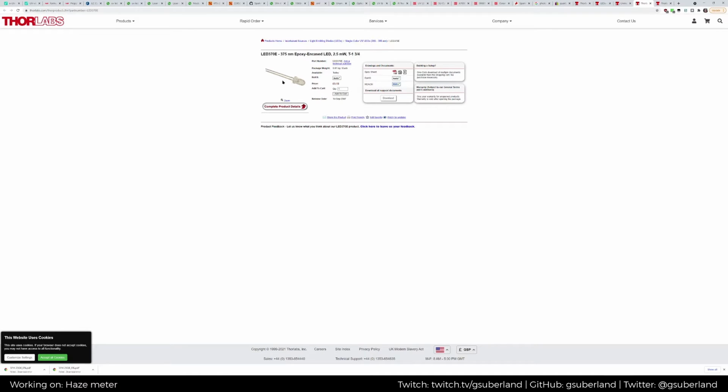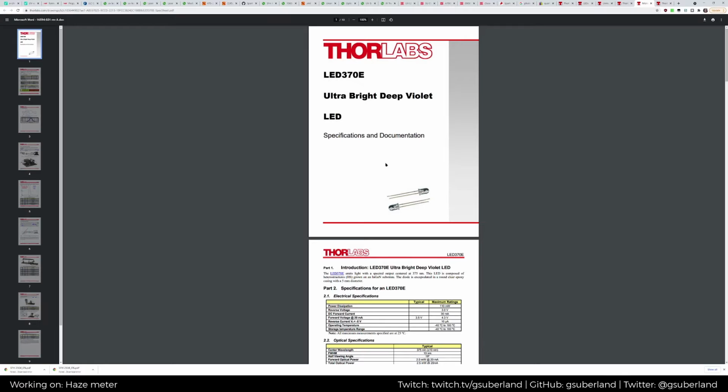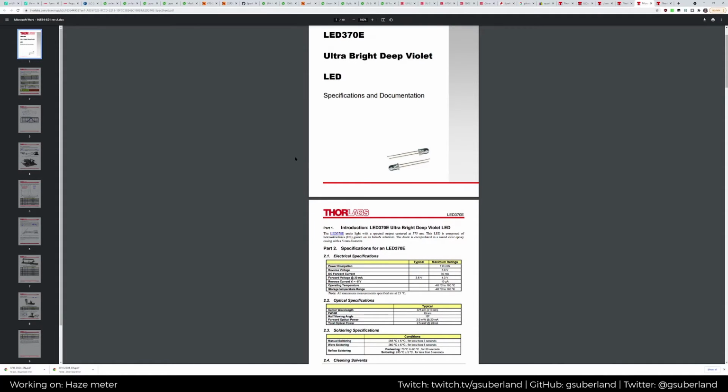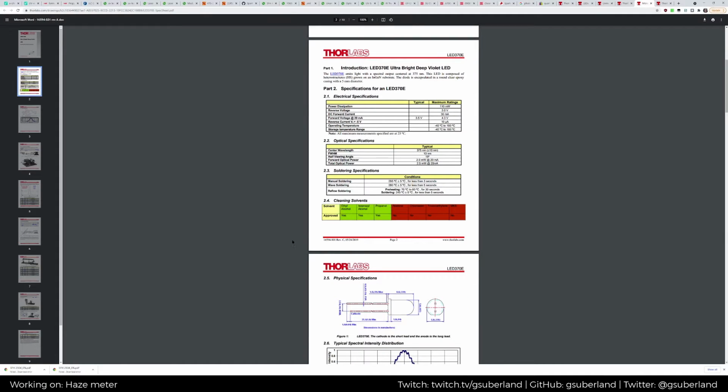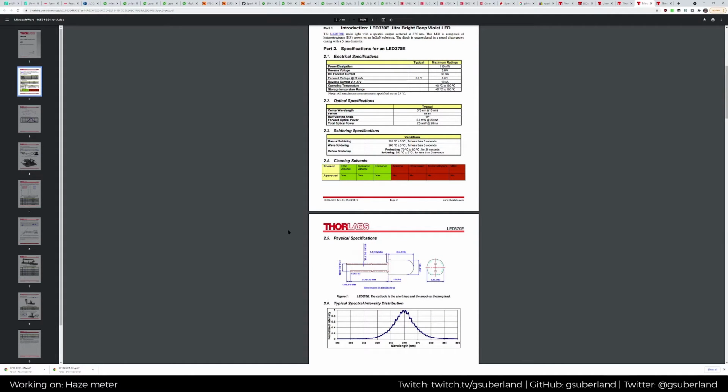I don't know. That looks like a standard package to me. I know it's like this weird T1 3/4, whatever that means, but it's a standard-looking LED to me. Oh, it's got a spec sheet. Here we go. Let's have a look. Ah, good. I'm told not to use trichloroethylene on it, because I was definitely going to do that.